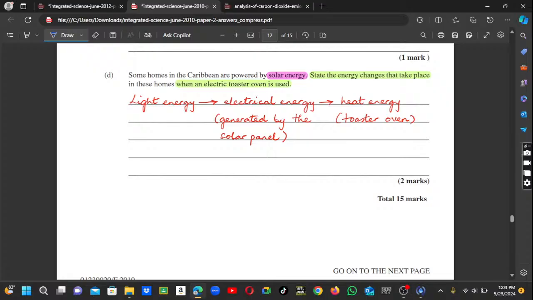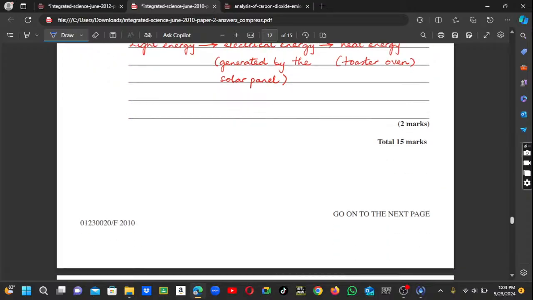Now we have the heat energy, which will normally be generated by the toaster oven. So this is where the heat energy comes from, the toaster oven. Now we are talking about the light, the solar panel and all of those, where we see electrical energy being converted. So all of these are what we're talking about.